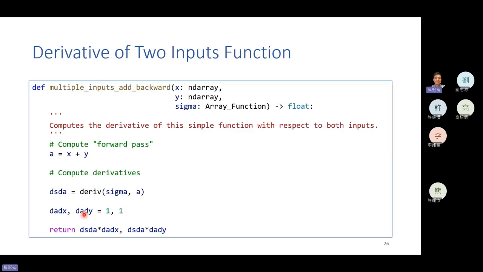So let's simplify our task. dA dx and dA dy are all equal to 1. But now, as we know, because it's two inputs, we will return two partial derivatives. But we can calculate the total derivative of our sigma function, of our function x plus y, which is our forward function. And then we pass to sigma.